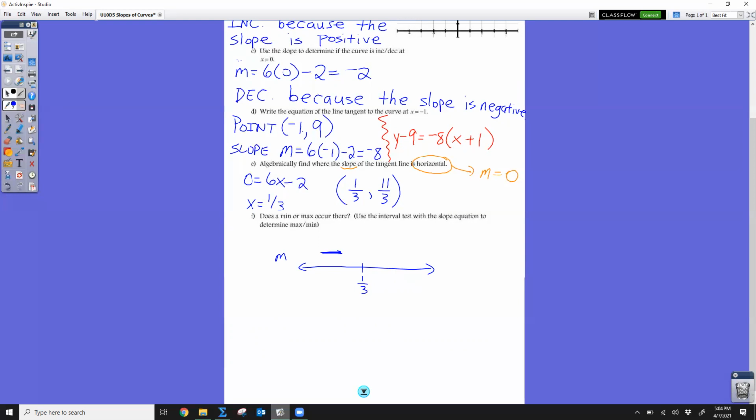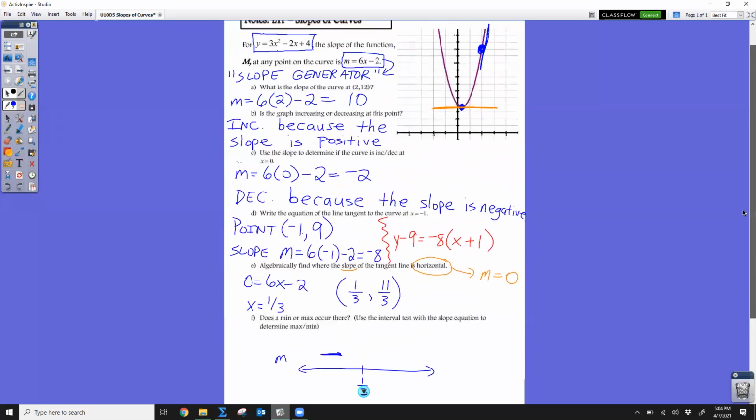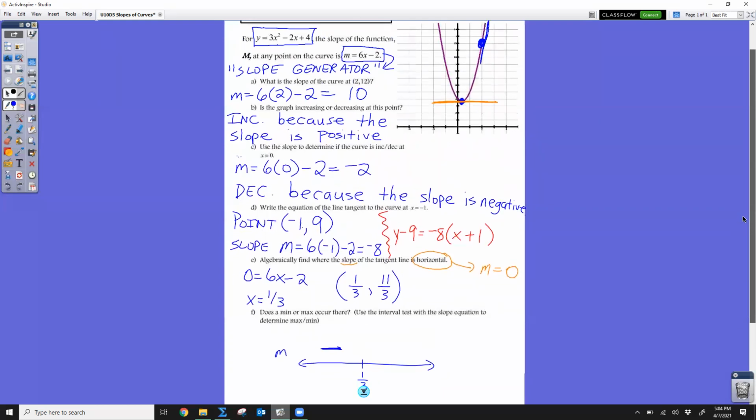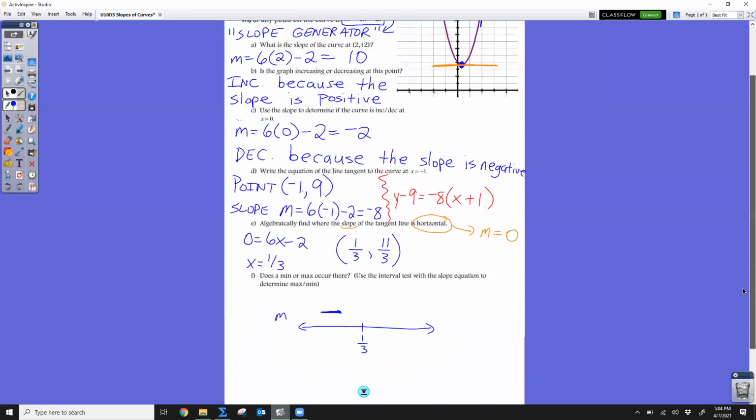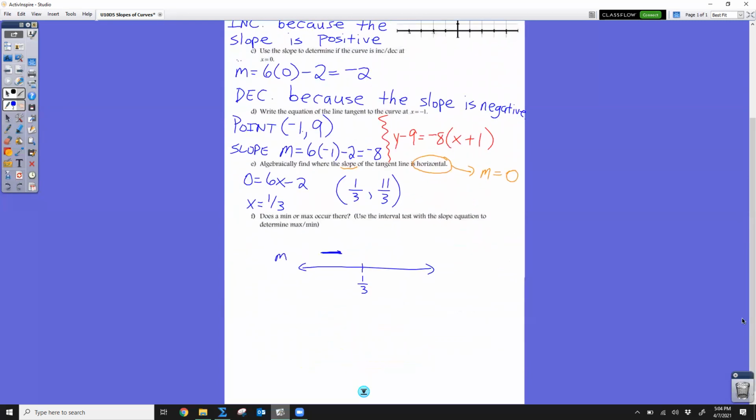Then after 1/3, we would plug a number in that's bigger than 1/3 into our slope generator and see what kind of value it gives us. We did that one earlier as well. I think it was our very first problem. Let me scroll up and take a look. It was when it was 2, which is definitely bigger than 1/3, for part A. And that's when we got 10, which is definitely a positive number. So after 1/3, our slope is positive.